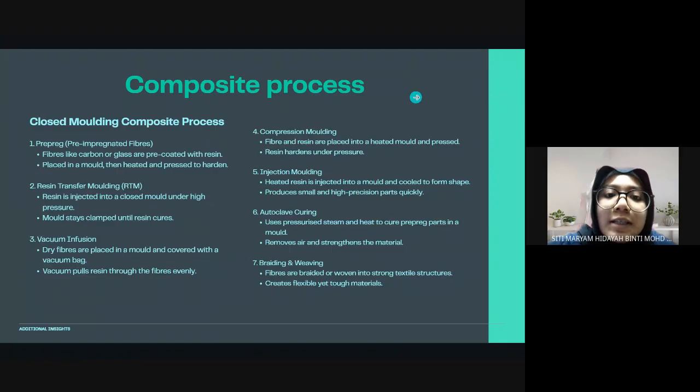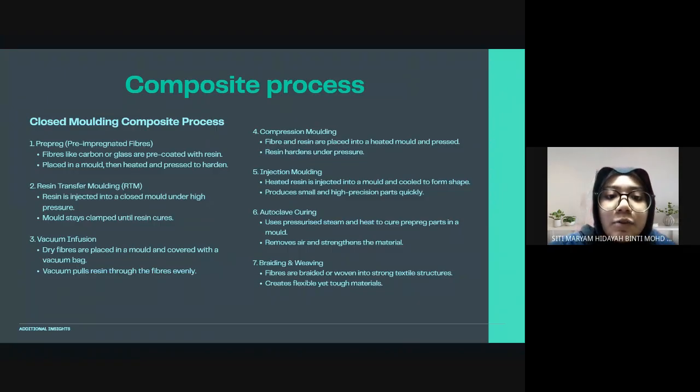The fourth step is compression molding. The fiber and resin are placed into a heated mold and pressed. The resin hardens under pressure. It is a fast and clean method for small and detailed parts.